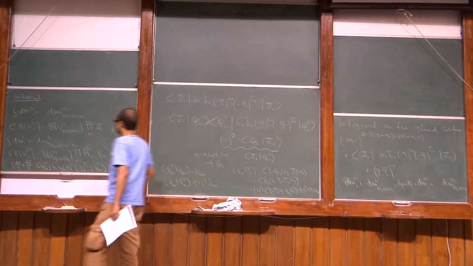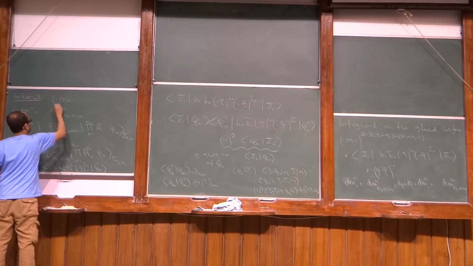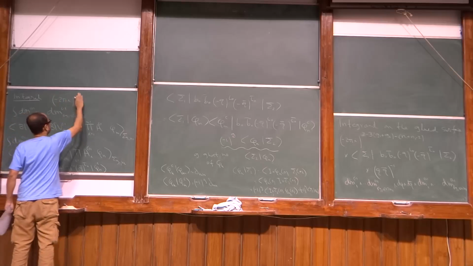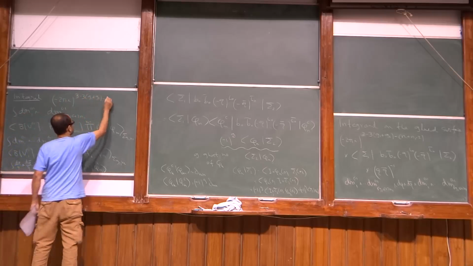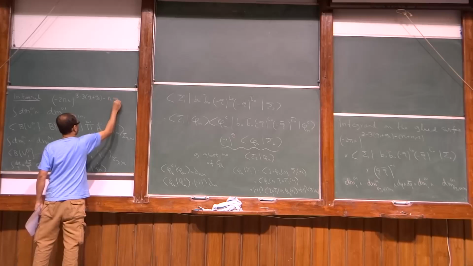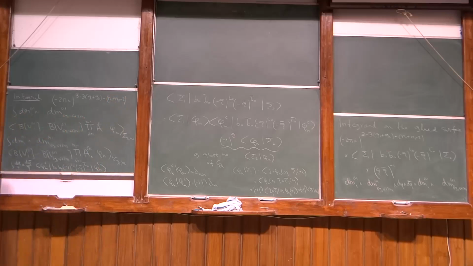And the minus 2 pi i factors will be 6 p minus 3 g1 plus g2 minus n1 plus n2 minus 2.